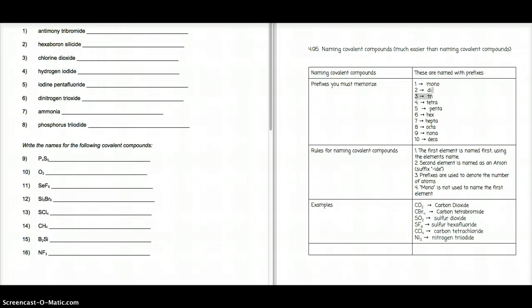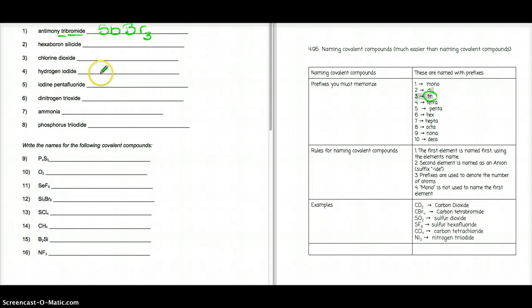Antimony's symbol is Sb. So we have antimony, and then we have tribromide. Tri, right here, is 3. So we've got 3 bromides, and bromide is simply a bromine. So we're going to put a bromine's symbol there, and we'll put the 3 as the subscript.